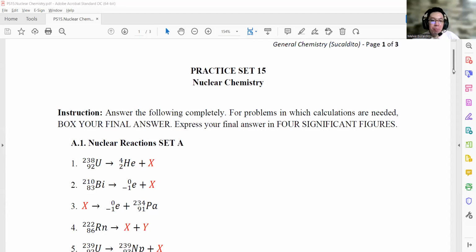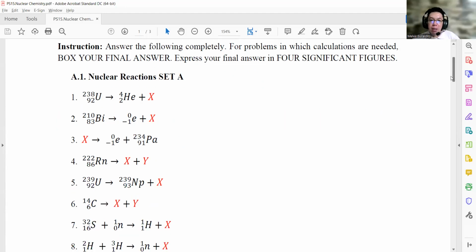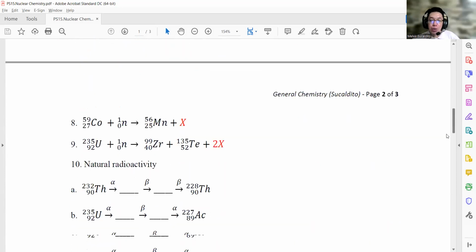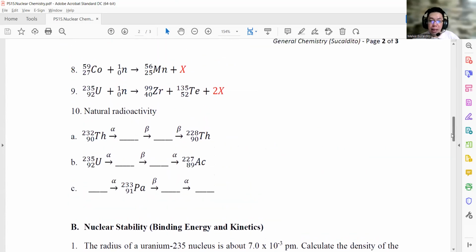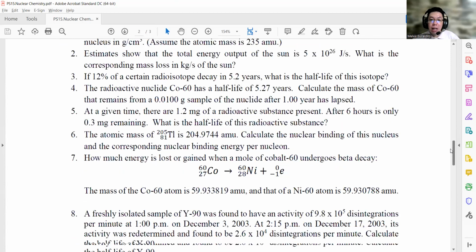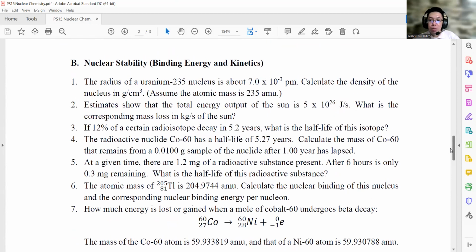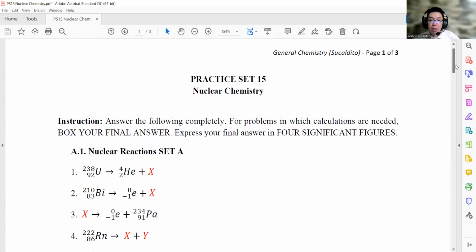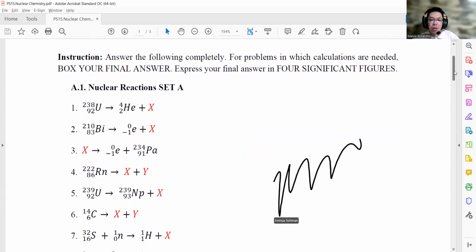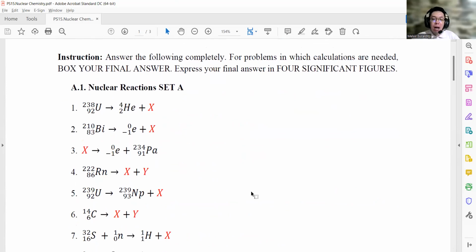So, we have two parts for the practice set. The first part will be all about nuclear reactions, more on balancing and predicting the modes of decay. And then for letter B, calculations about nuclear chemistry, not limited to binding energy and kinetics as well as radioactivity units, etc. Okay? You can annotate now. For letter A, you just need to predict the products and balance the nuclear reactions given.